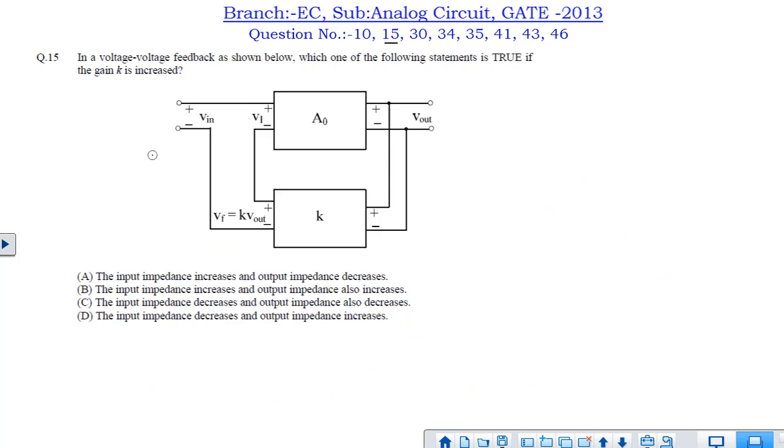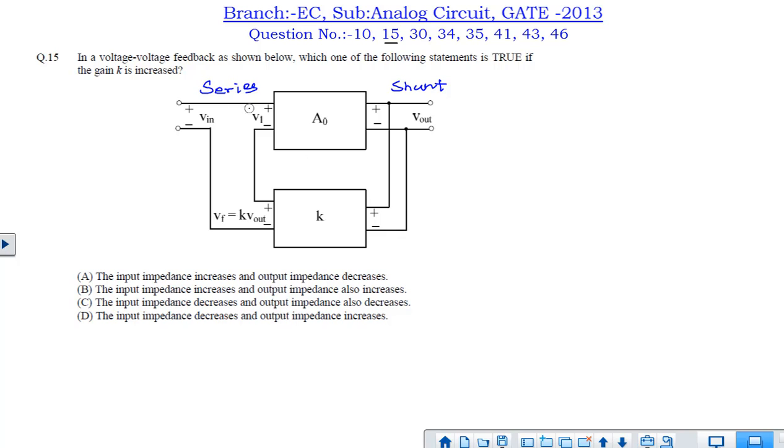Next question is question number 15. In this question a feedback circuit is given. We have to find out the characteristics of input impedance and output impedance with respect to this feedback configuration. At the input, the input voltage and the feedback voltage are in series configuration, whereas at the output, the sampling is done in parallel with the output voltage. That means this is a shunt configuration.